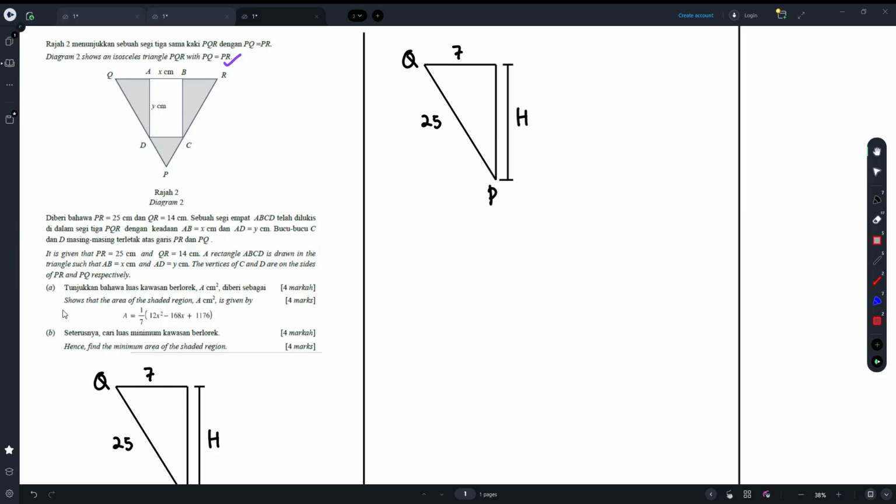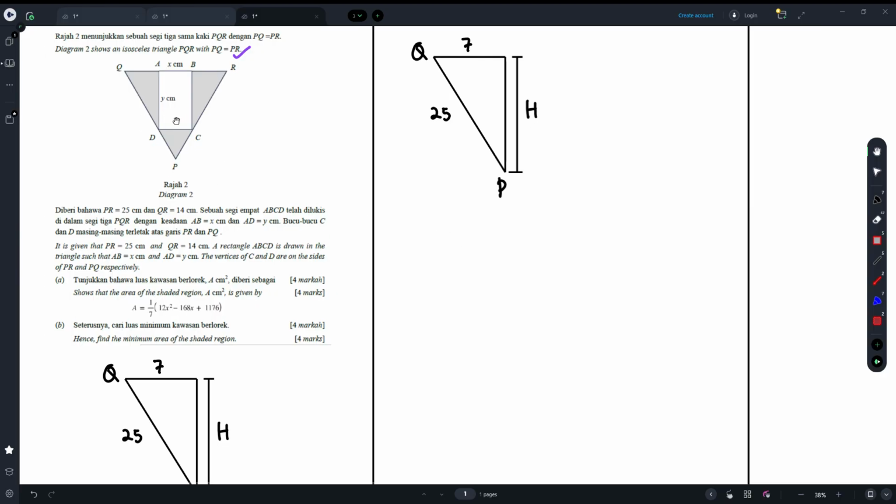Diagram 2 shows an isosceles triangle PQR with PQ equal to PR. That means this particular length and this particular length are equal in size. It is given that PR is 25 cm and QR is 14 cm. A rectangle ABCD is drawn in the triangle such that AB is x cm and AD is y cm. The vertices C and D are on the sides PR and PQ respectively.